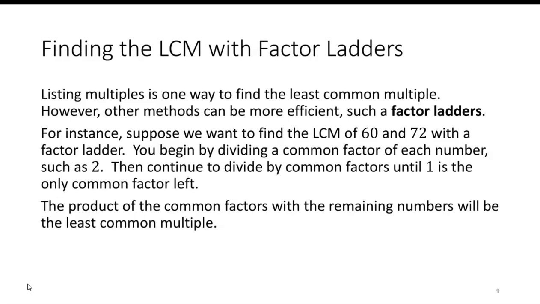You begin by dividing out common factors of each number, such as 2, then continue to divide by common factors until 1 is the only common factor left. The product of the common factors with the remaining numbers will be the least common multiple.